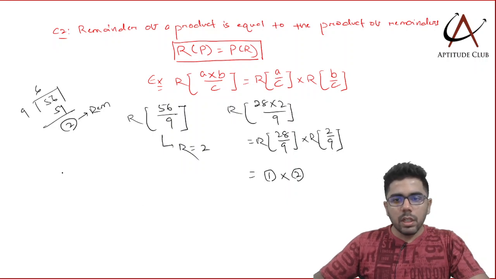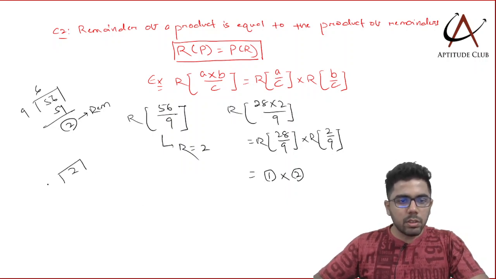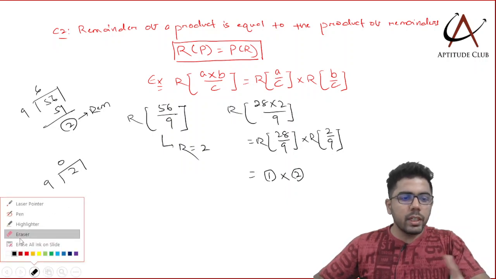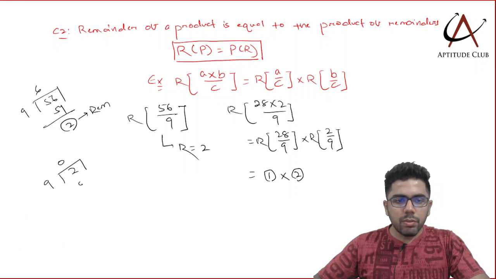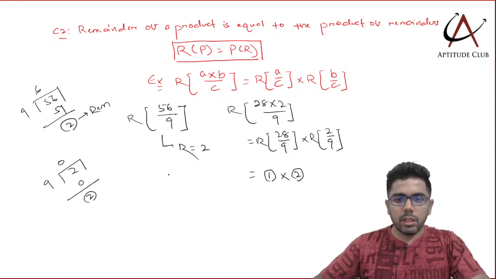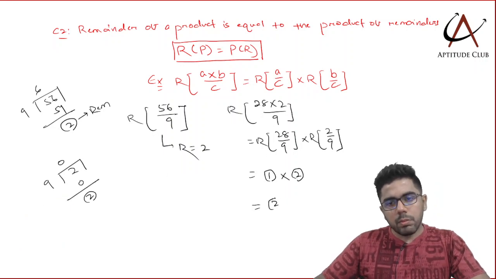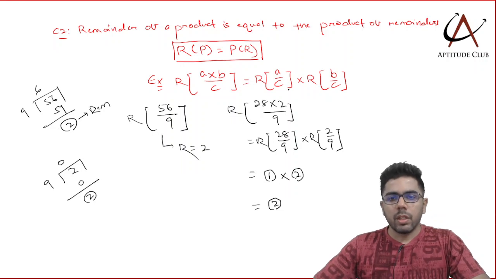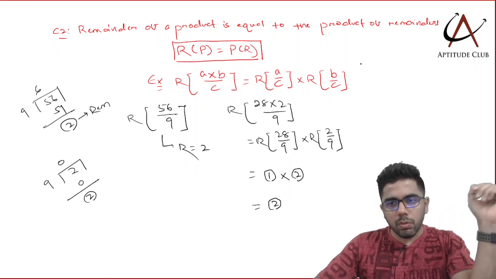You might be wondering, 2 divided by 9, how is the remainder 2? You cannot divide. So 9 zeros are 0 and 2 is the remainder because it is already less than that number. So how will we divide? So the remainder comes as 2. So overall the remainder is 2. You can break 56 in any other way you want. The same answer will come. Ultimately you will get the same answer.